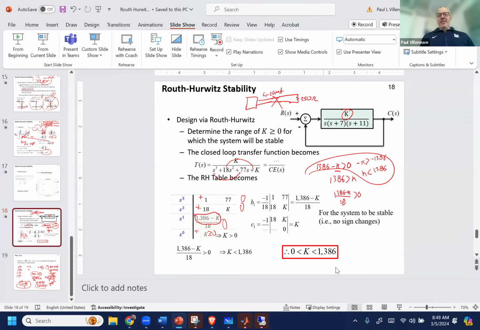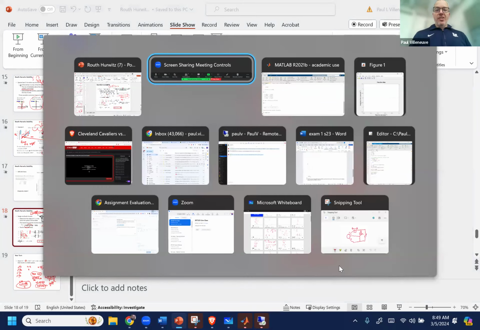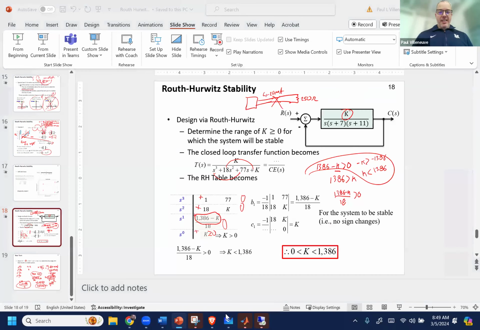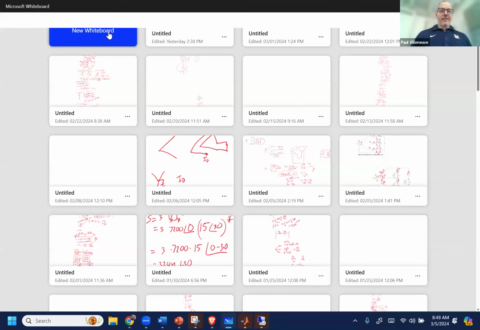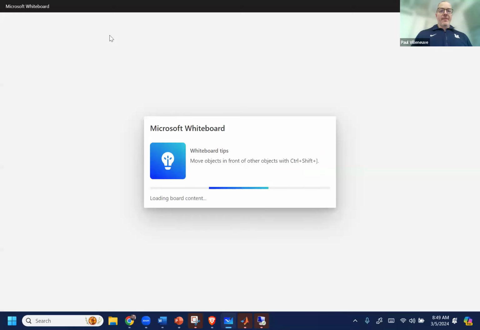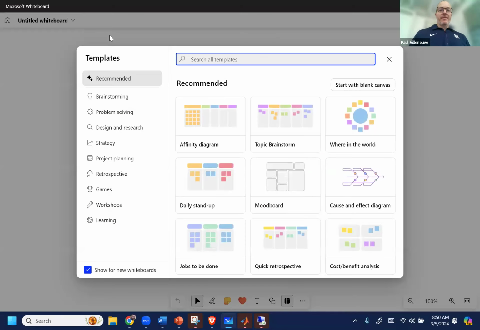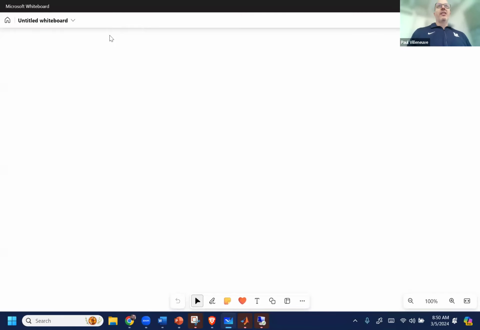Let's check this value right here real quick. You see with this value of k, what happens if k is equal to 1386? A fair game question is: find me the value of k that results in a marginally stable system.